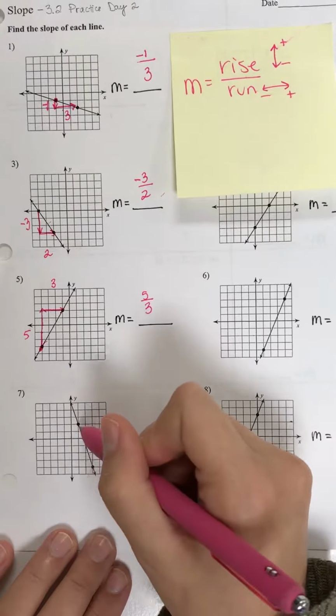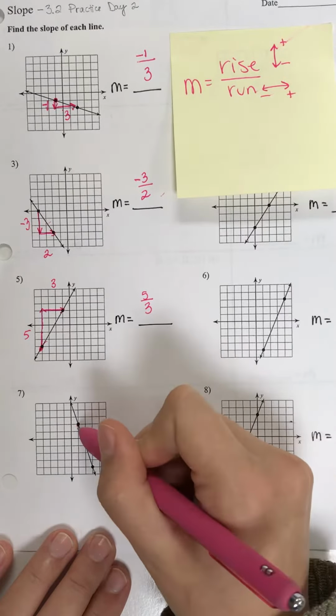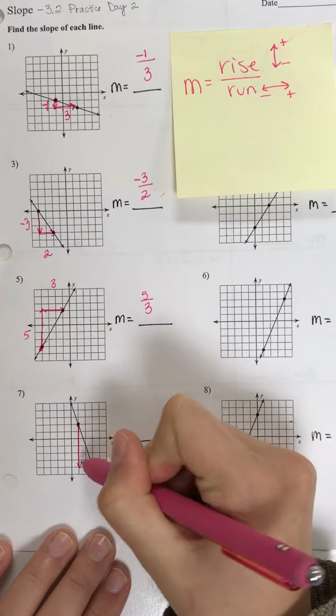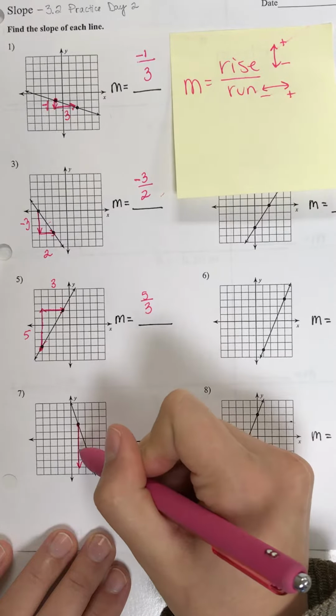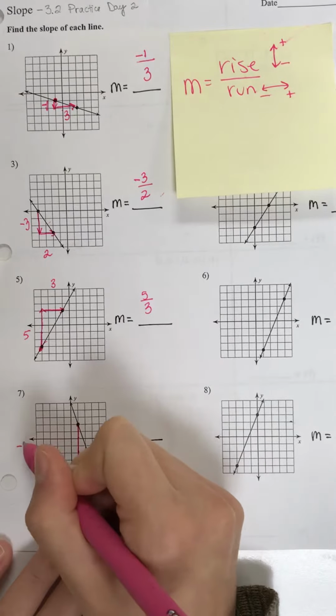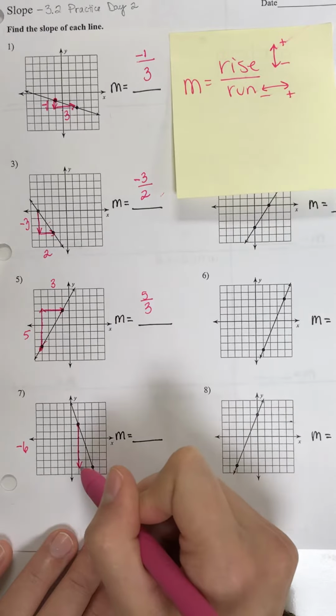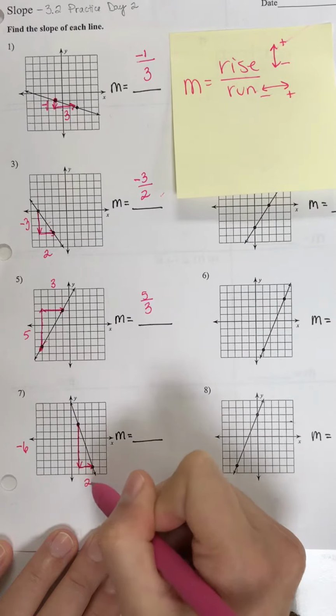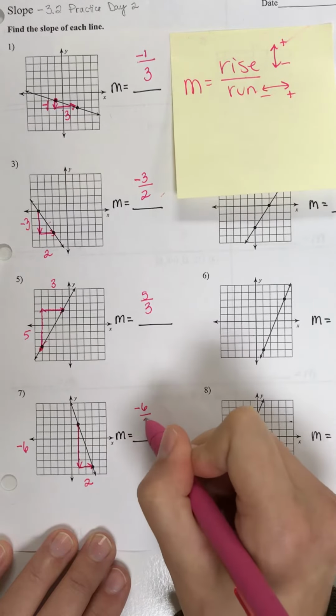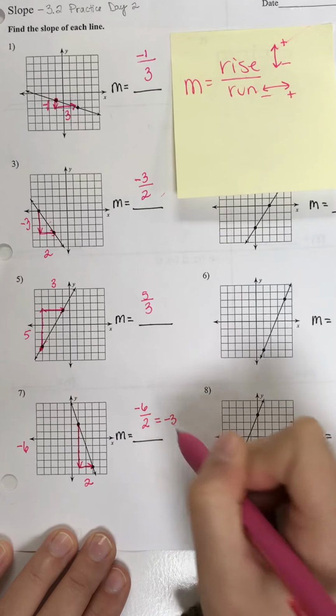Number 7 on the front, if I start at my leftmost point, I have to travel downwards 1, 2, 3, 4, 5, 6 blocks, so down 6, which is a -6, and to the right 2. So my slope is -6 over 2, which simplifies to -3.